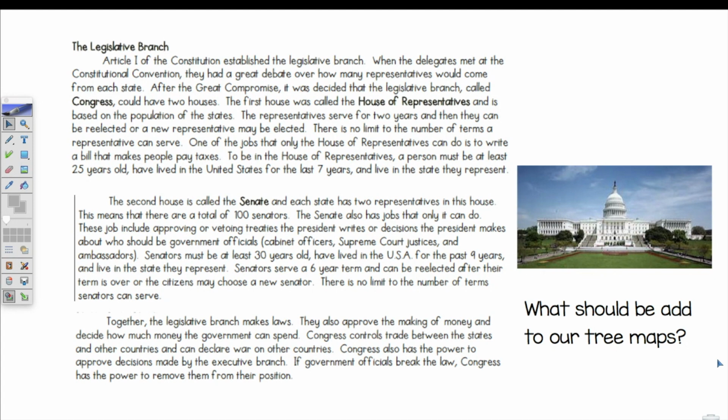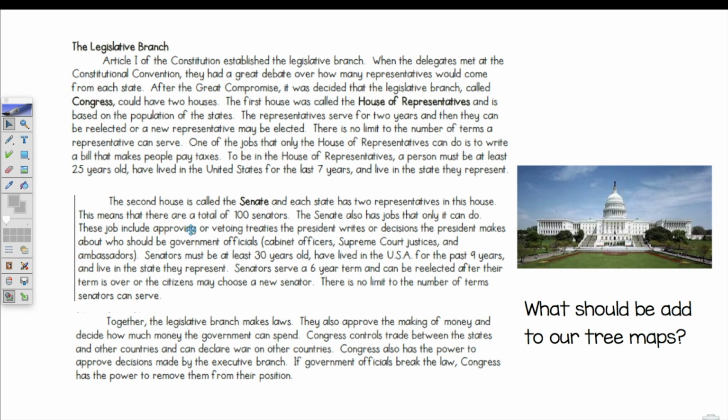One of the jobs that only the House of Representatives can do is to write a bill that makes people pay taxes. To be in the House of Representatives, a person must be at least 25 years old, have lived in the United States for the last 7 years, and live in the state they represent.